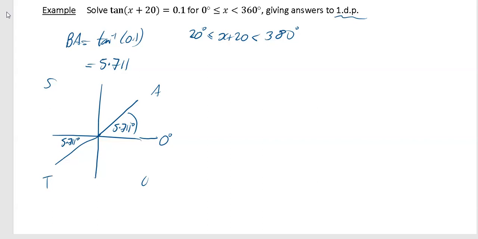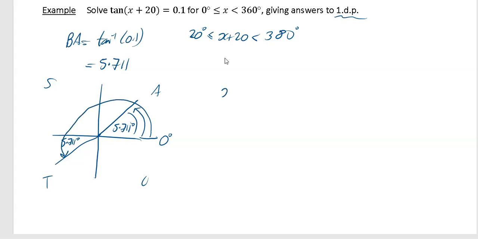And the first one, we are allowed to go all the way around to 380 degrees. So the first one I'm going to come to would be 5.711 degrees. Now 5.711 isn't in our range, so it hasn't worked. So this is important for us to understand. This thing has been pushed out of our range because we have adjusted it. If something gets pushed out of our range, then something else will be brought into it. So what I mean by that is the first one doesn't work. The second one is going to be fine.